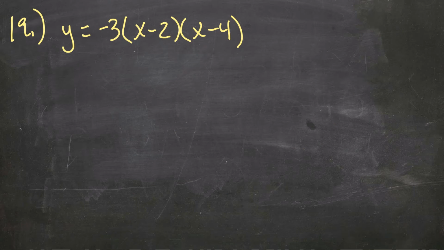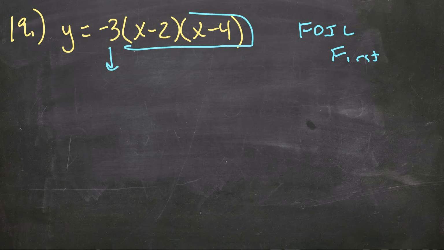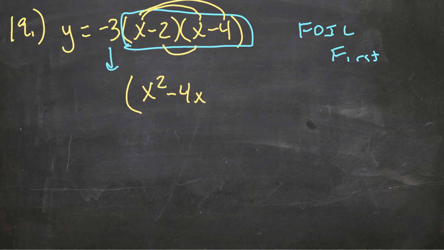Alright, number 19. You always have to FOIL first. So the negative 3 is just going to drop down. I'm going to focus on inside the parentheses. Alright, so x is going to go to x. X is going to go to negative 4. So x times x is x squared. X times negative 4 is minus 4x. Now I do the inside. Negative 2 goes to x. It's minus 2x. Negative 2 goes to negative 4. That's plus 8. Make sure you multiply.